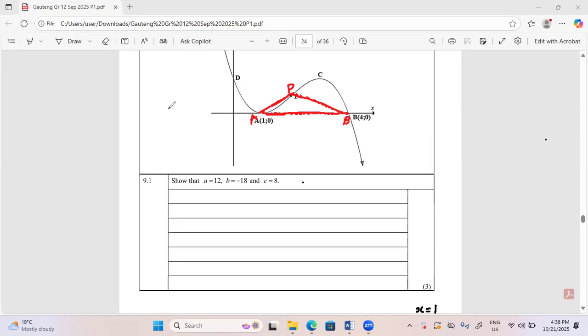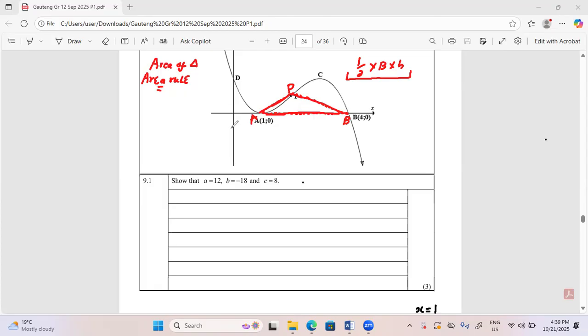Now, finding the area of a triangle, we normally use the area rule. I don't want to go for half times base times height, because half times base times height is used in a right angle triangle. Nothing tells me that the triangle APB is a right angle triangle. So I won't use half times base times height. I will use the area rule.